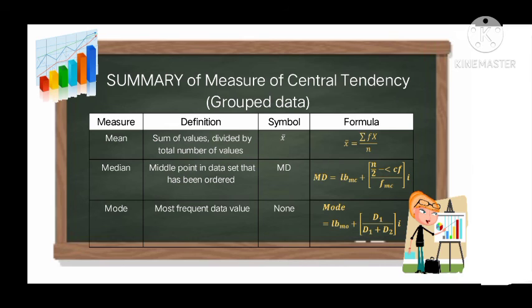The mode is the most frequent data value. And the symbol is none. It doesn't have a symbol. The formula is mode is equal to the lower boundary of the modal class plus the quantity of d sub 1 divided by d sub 1 plus d sub 2 times I.